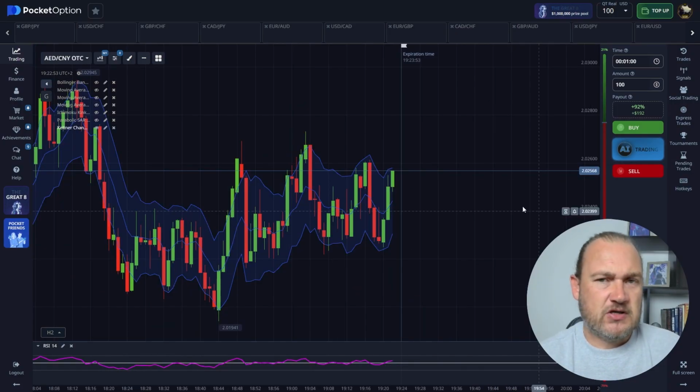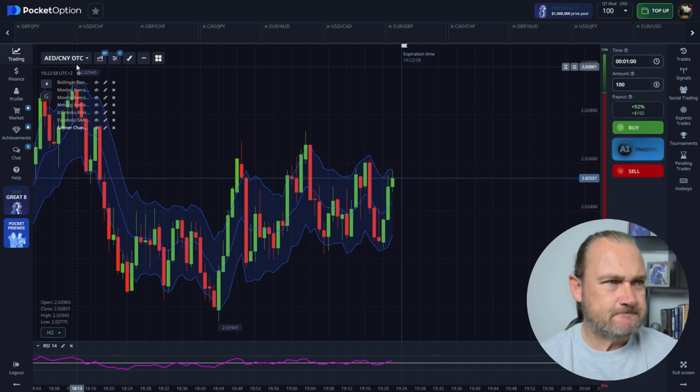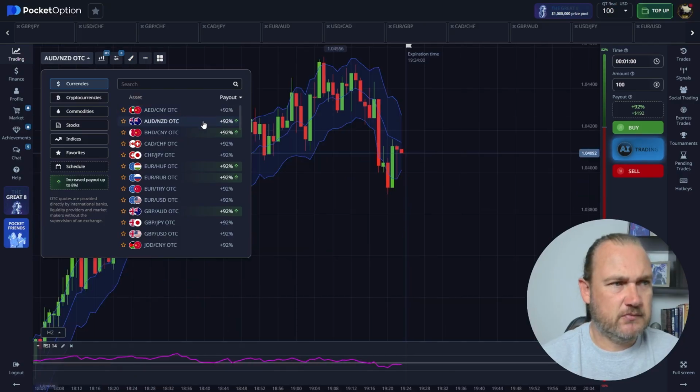Now that we understand how our strategy works, we're going to start flipping through some assets and see if we can pick up a trade. Okay, so we're ready to start flipping through assets and see if we can pick up some trades. We're going to start going through them.